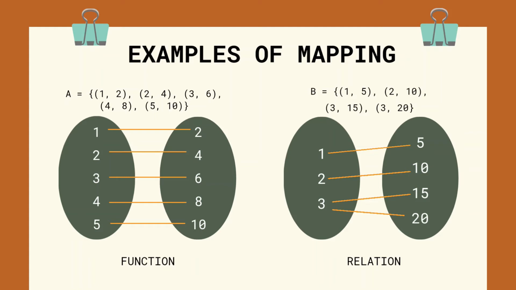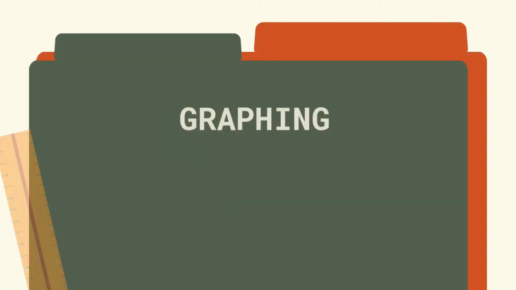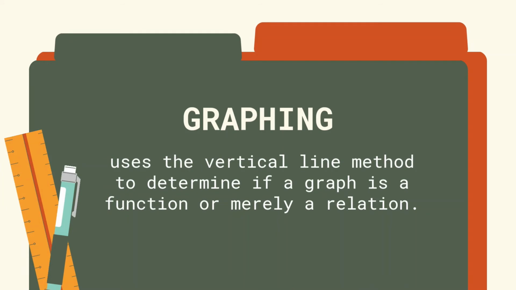The second example is B is the set of 1 and 5, 2 and 10, 3 and 15, and 3 and 20. Again, values on the left will be matched with the values on the right. Since this is using a one-to-many relation, therefore this example is also a relation. Another example of expressing a function and relation is by graphing.